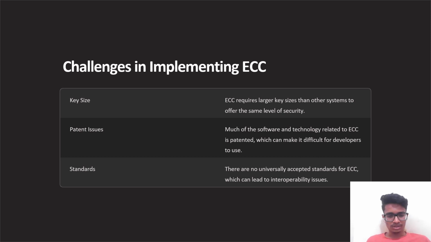And the last one is the standards. There are no universally accepted standards for ECC, which can lead to interoperability issues. If there's no standard for any system, it would be chaos. So this will be one of the challenges in implementing ECC.